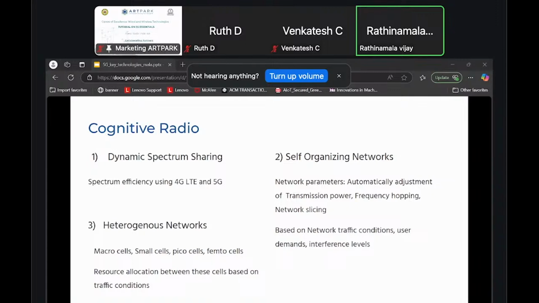And this is also bringing in a new type of network called self-organizing networks, where the radio acquires a lot of information, and with the help of ongoing AI models, we can use the current network conditions, interference levels, and user demands to decide on the transmission parameters, frequency hopping, and everything.